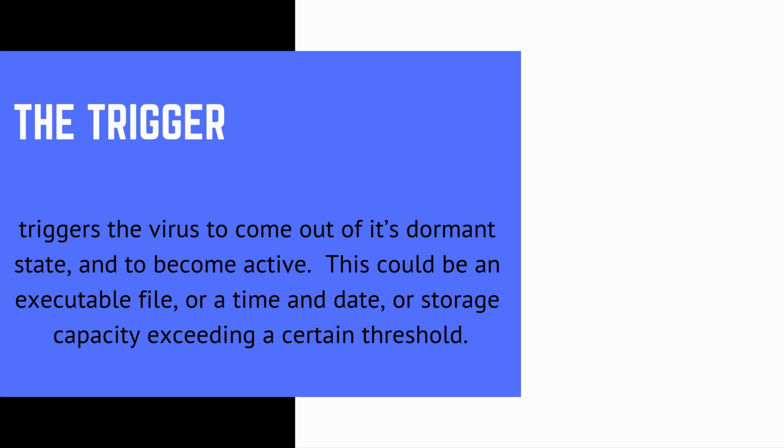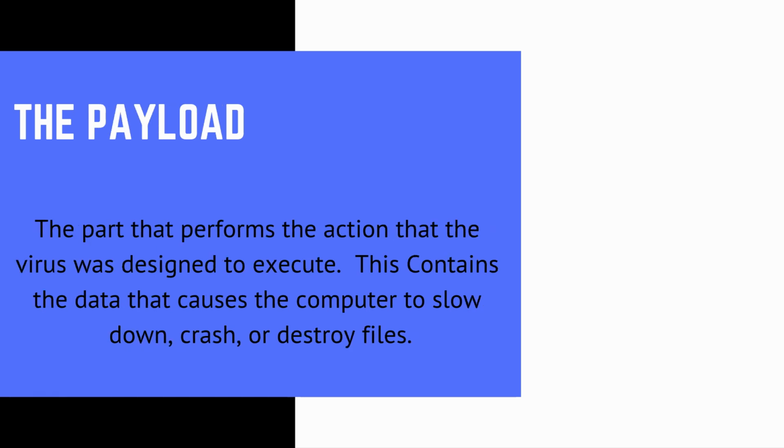The trigger is what triggers the virus to come out of its dormant state and to become active. This is also known as a logic bomb. This could be an executable file, or a time and date, or a storage capacity exceeding a certain threshold. The payload is the part of the virus that contains the data. This is the part that performs the action that the virus was designed to execute. This action is what causes the computer to slow down, crash, or destroy files.